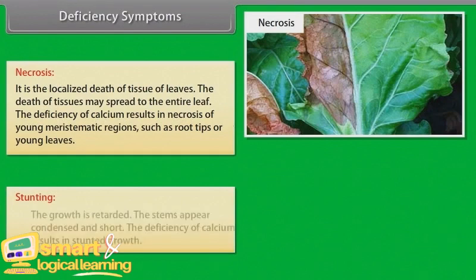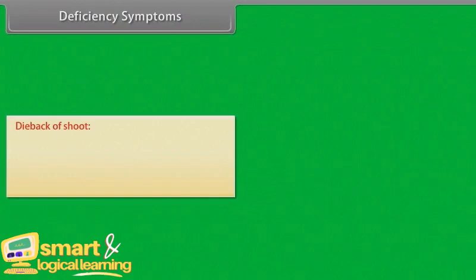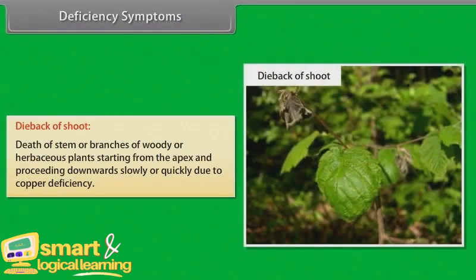Stunting. The growth is retarded. The stems appear condensed and short. The deficiency of calcium results in stunted growth. Dieback of shoot. Death of stems or branches of woody or herbaceous plants starting from the apex and proceeding downwards, slowly or quickly, due to copper deficiency.